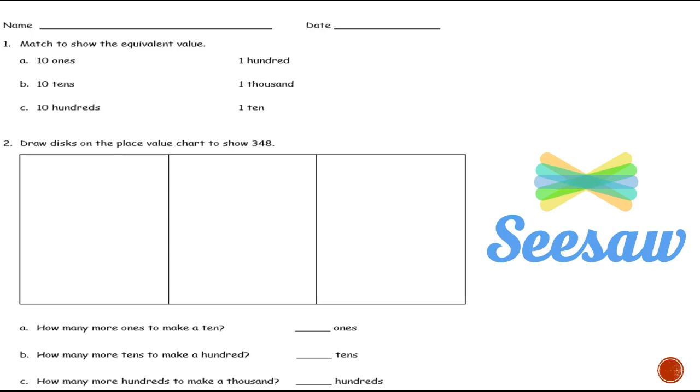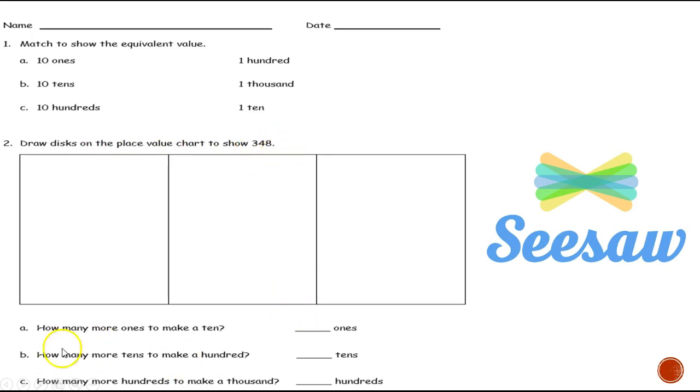Now it is your turn to do this on your own. So you need to get the exit ticket and you need to finish it. Number 1 is match to show the units. A is 10 ones, B is 10 tens, C is 10 hundreds. And are you going to match these with 100, 1000, or 110? So you're matching these with these.